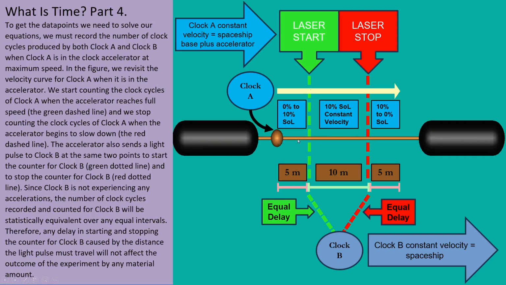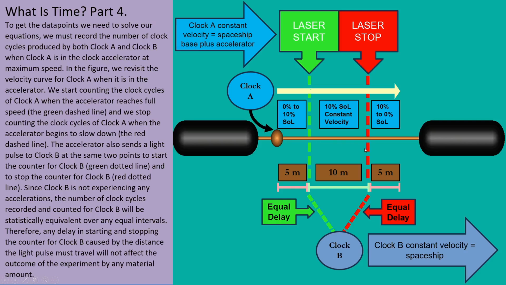When clock A is accelerated and hits this green dotted line, this green laser, the green laser will start clock A. At the same time, that will break the laser light hitting clock B, and that will start clock B. So the break in the laser starts clock B. When clock A hits the red dotted line, the red laser, it will stop the counter for clock A.